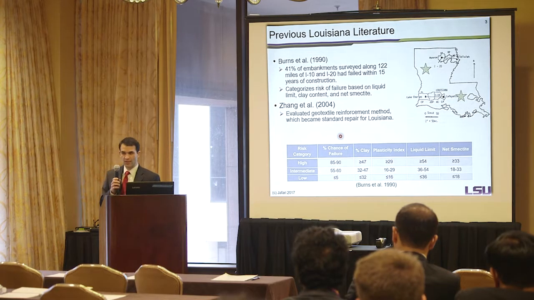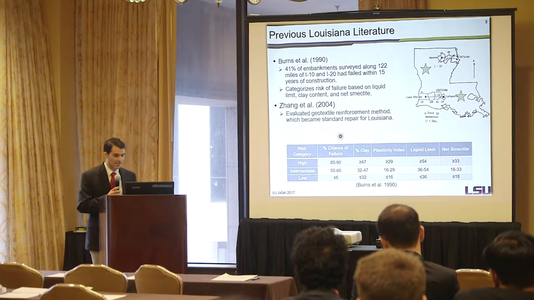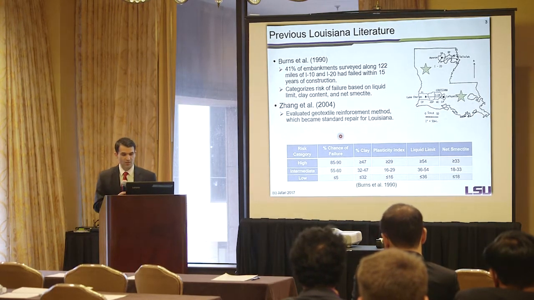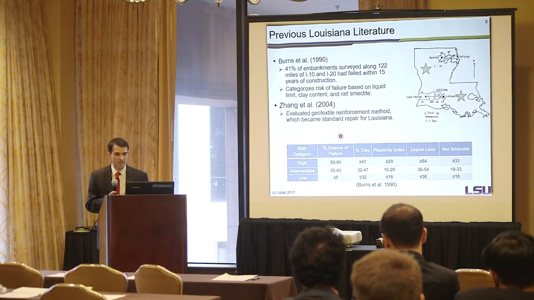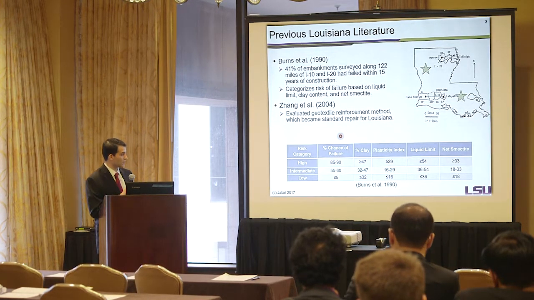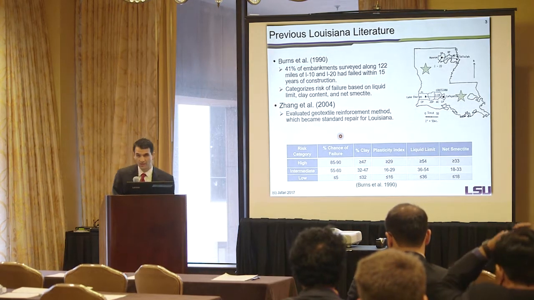And what was really interesting, the contribution of this report, was looking at categorizing risk of failure based on index properties, liquid limit, clay content, and net smectite type. That's manifested in the table below. The risk category is high, intermediate, low, basically assigning a percent chance of failure based on the range of plasticity indices and percent clay. So the higher the clay concentration or clay size fraction and the higher plasticity index represents a higher risk of failure.